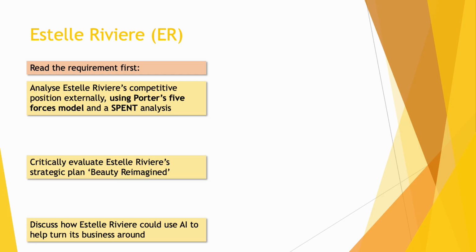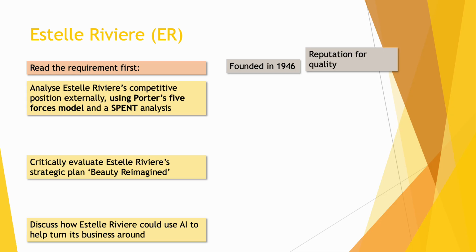Now, what you can then start doing, and these are just some examples, is pick out bits and pieces of information about the organization that you think might be relevant. So we know, for example, when we've read through the scenario, Estelle Riviere, ER, was founded in 1946. It has a very strong reputation for quality and has 20 world-leading global brands. That is potentially going to be quite relevant to things like Porter's 5 Forces, where we look at competition and the industry that this company operates in and how we're managing that.